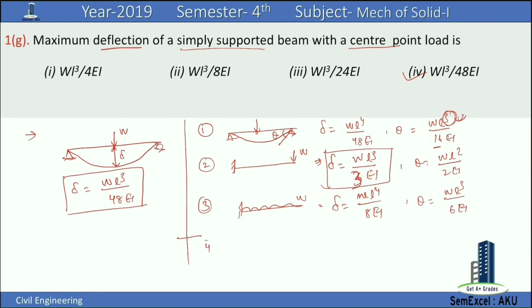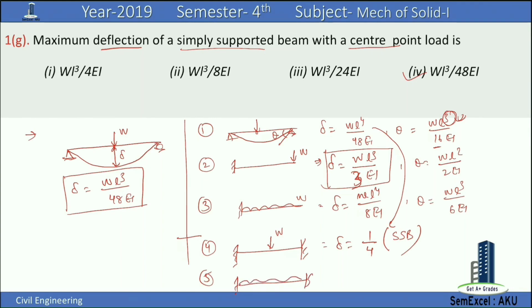Now the most important thing, the fourth point. If we have both ends fixed and a point load W in between, then in this case the deflection is one fourth of that we get in the case of a simply supported beam. And if we have a UDL load, in that case the deflection is one fifth of what we get in a simply supported beam. We have not discussed this loading.